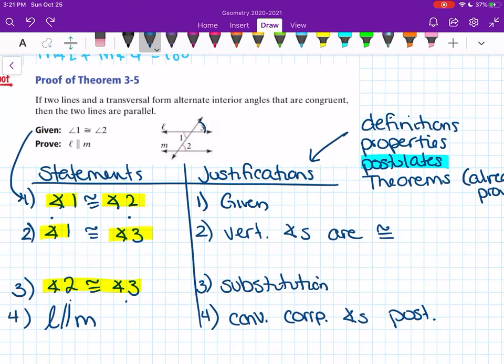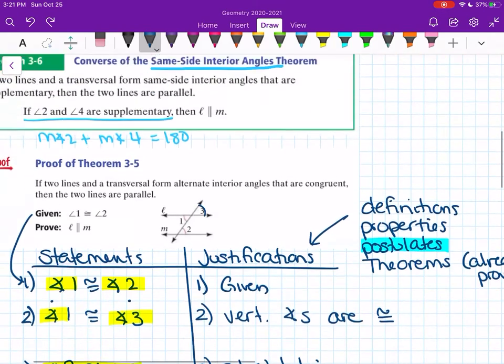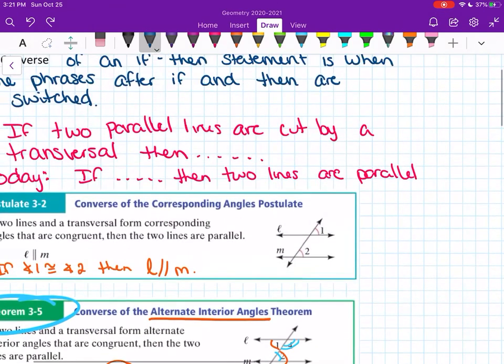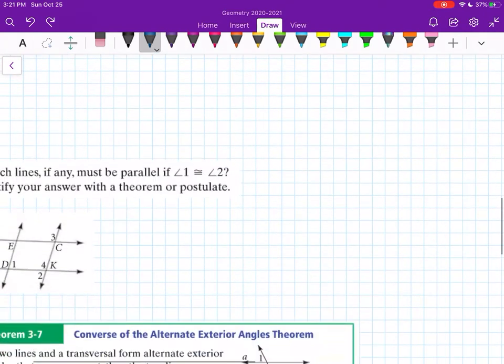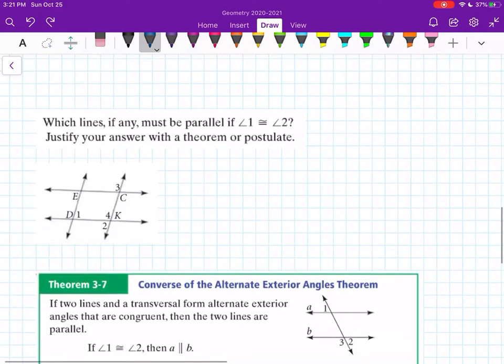And then my last step is, once I know that I have a pair of corresponding angles that are congruent, then I can say L is parallel to M because of the converse of the corresponding angles postulate, which is the first one on the page today. Okay, the first one we talked about. Great, let's move on.